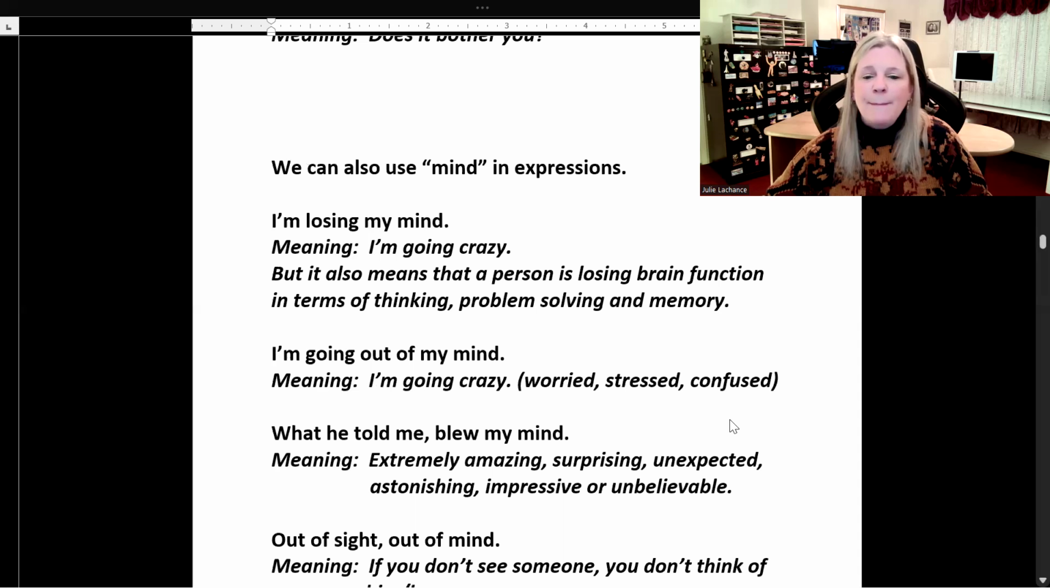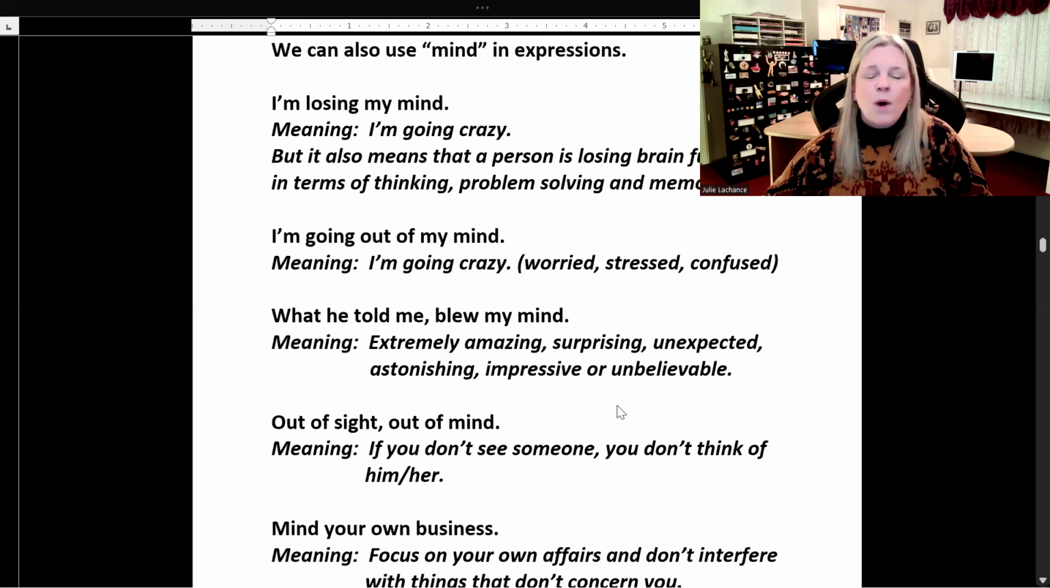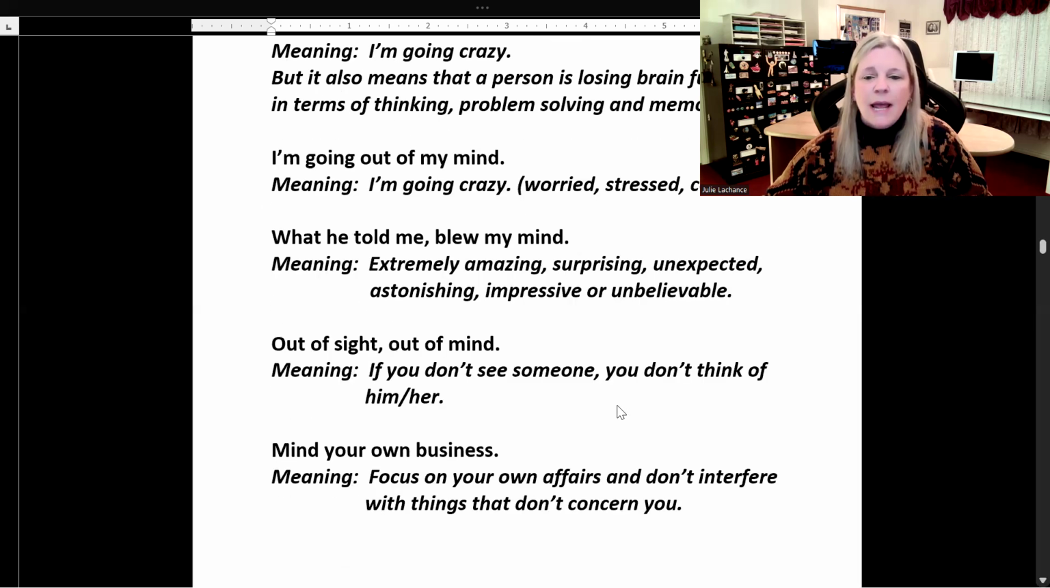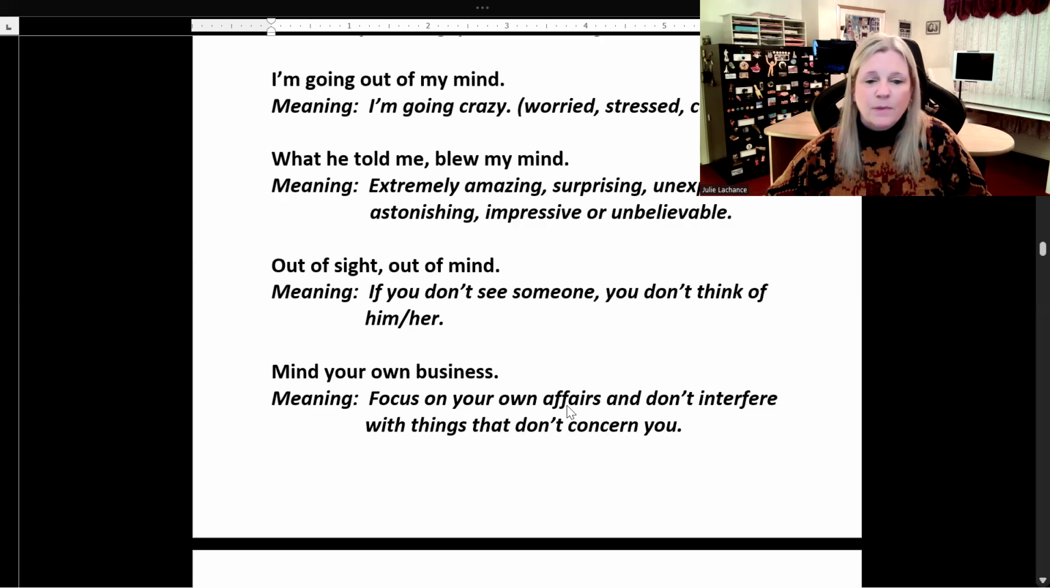I'm going out of my mind is the same meaning as I'm losing my mind. I'm going crazy, either because you're worried, stressed, or confused. What he told me blew my mind, meaning extremely amazing, surprising, unexpected, astonishing, impressive, or unbelievable. Out of sight, out of mind, meaning if you don't see someone, you don't think of him or her.